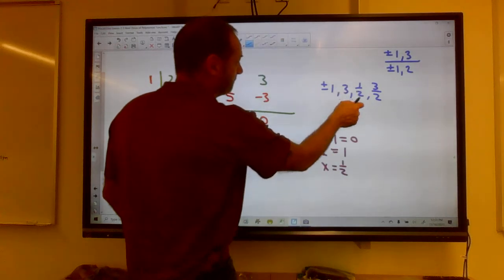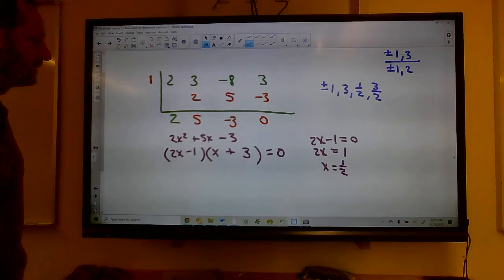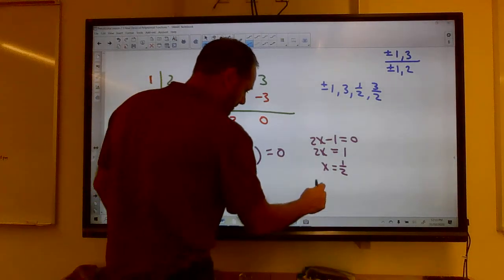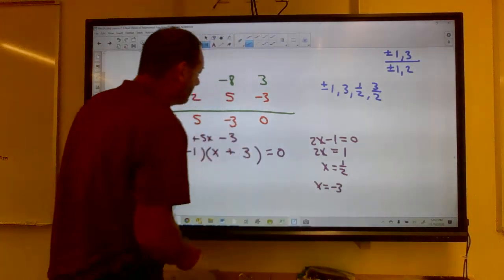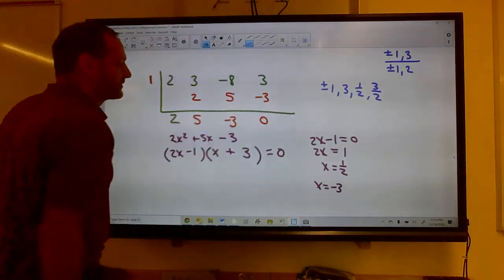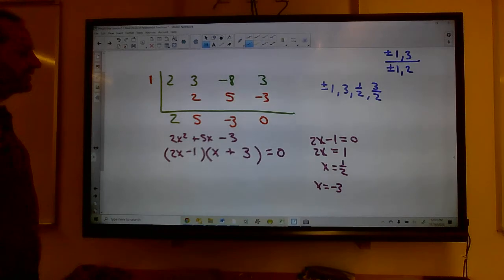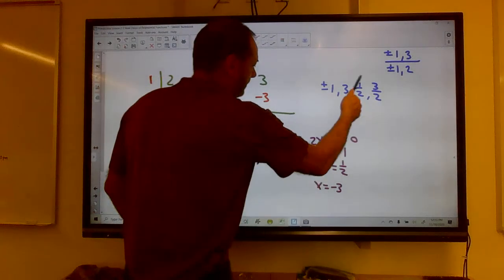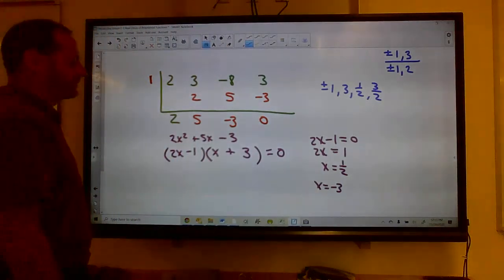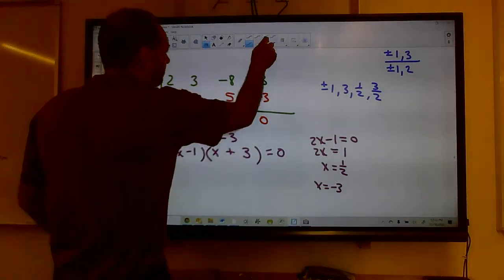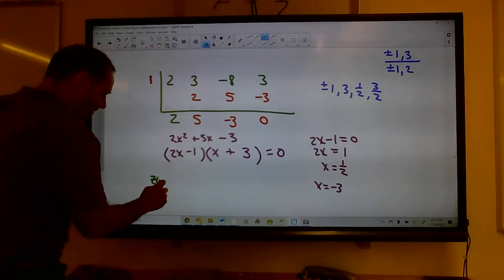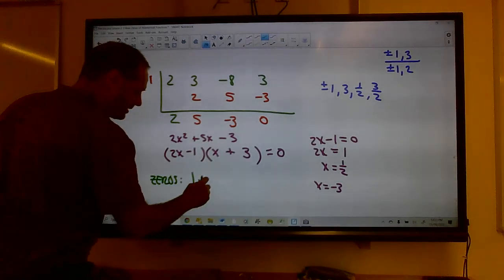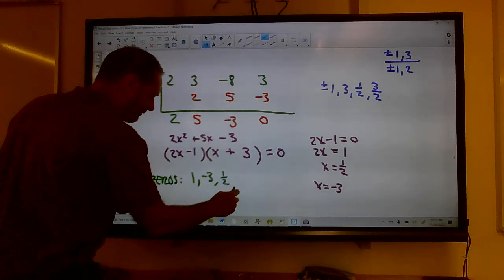Hey, guess what? Should have tried 1/2. Okay, and then this one, x is -3. That's pretty easy to see. So that's also one of my choices up here. So I had 3 rational solutions. I knew that if there were rational solutions, they had to be from those numbers right there. So my zeros were 1, -3, and 1/2.